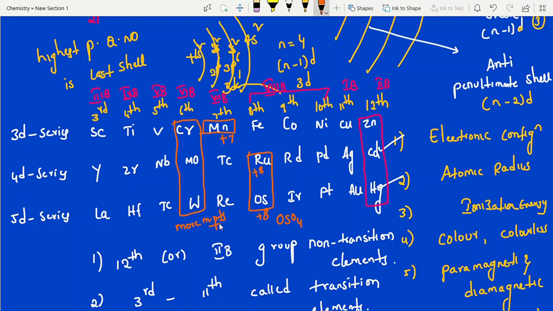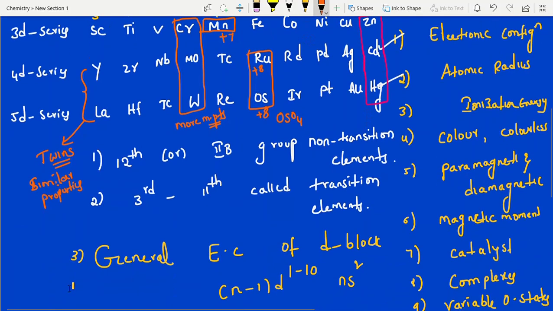I am covering only shortcuts here, and I will show why they have high melting points. Next, 3D series, 4D series, 5D series, we call them twins. Twins means similar properties. Here the similar property is atomic radii. I said already, I have uploaded a video on atomic radius. You can watch it and you will come to know. Twins definitely have some similarities. Here tungsten especially has a high melting point, nearly 3200 Kelvin.